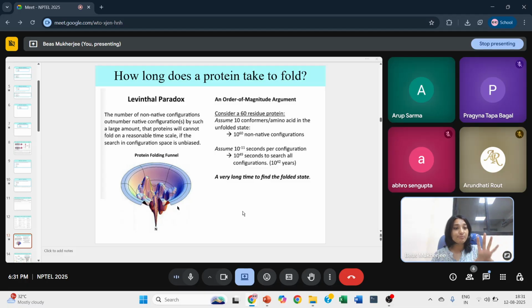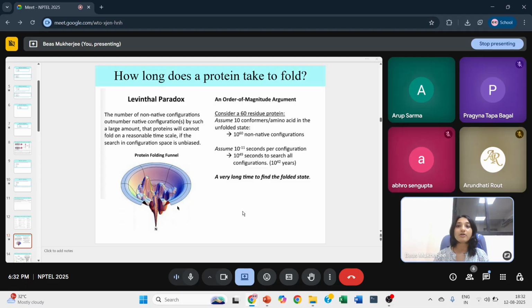So if every protein, based on its amino acid sequence, started to sample every conformation possible, then the proteins in our world would never fold. But that does not happen. So then how does it happen?